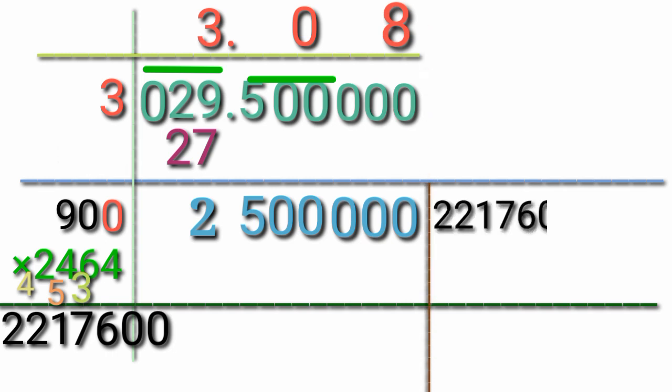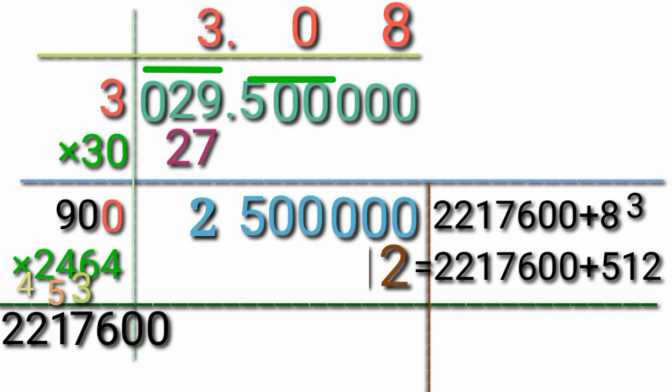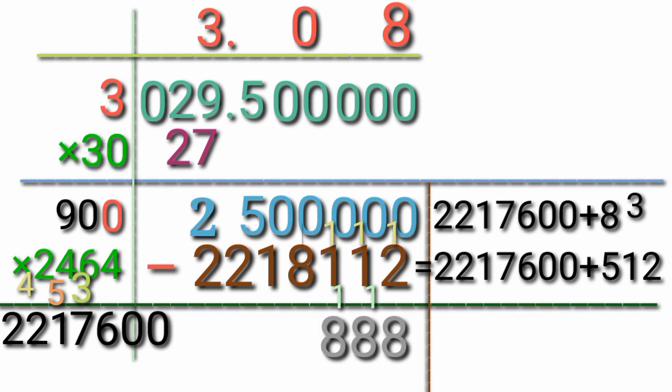Now we will add 8 cubed to this product. 8 cubed is 512. Add: 2, 1, 5 plus 6 is equal to 11. 7 plus 1 is equal to 8. 1, 2, 2. Now subtract: 10 minus 2 is equal to 8. 10 minus 2 is equal to 8. 10 minus 2 is equal to 8. 10 minus 9 is equal to 1. 10 minus 2 is equal to 8. 5 minus 3 is equal to 2.